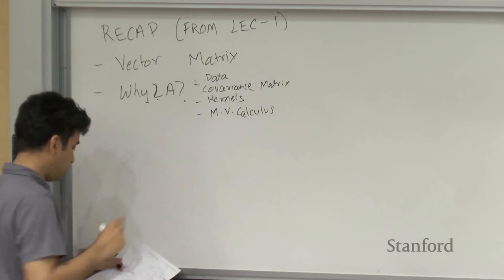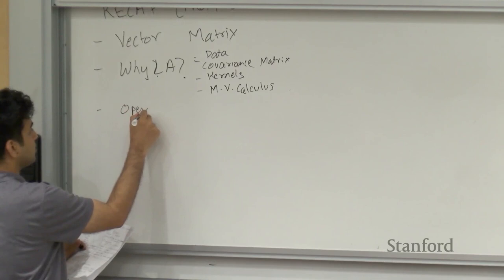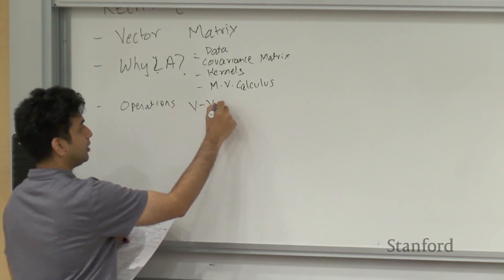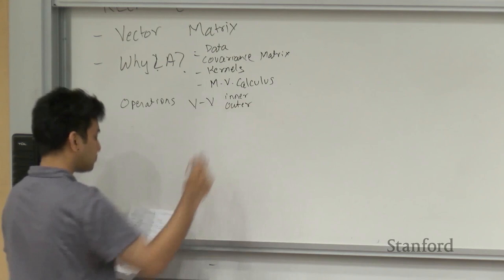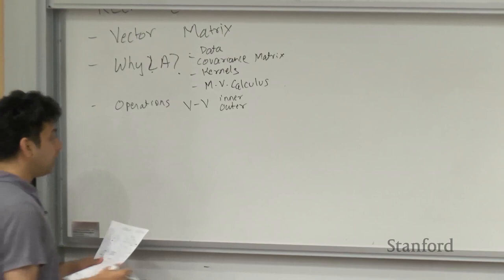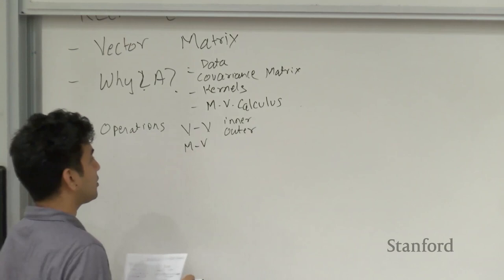And then we went over some operations, such as vector operations, like the inner product or the dot product, and the outer product. For the inner product, we take two vectors of the same dimension. For an outer product, they need not be the same. And then we also went over matrix vector product, where we saw two interpretations, the dot product interpretation and the scaling interpretation.